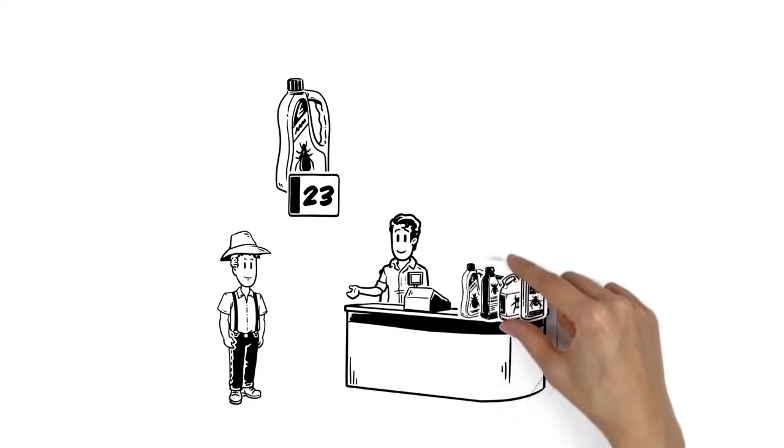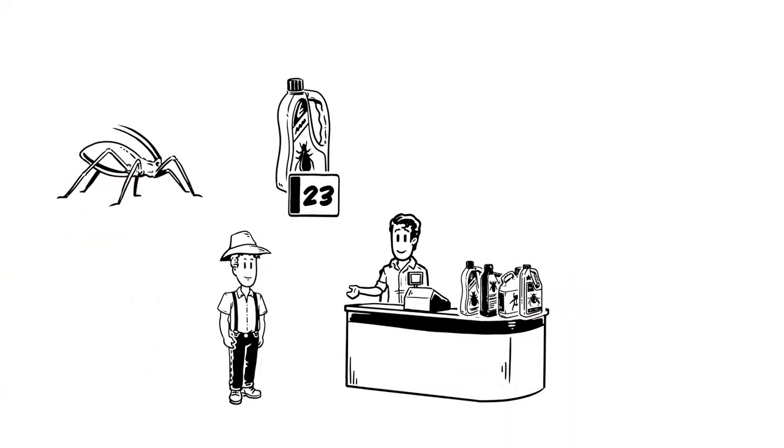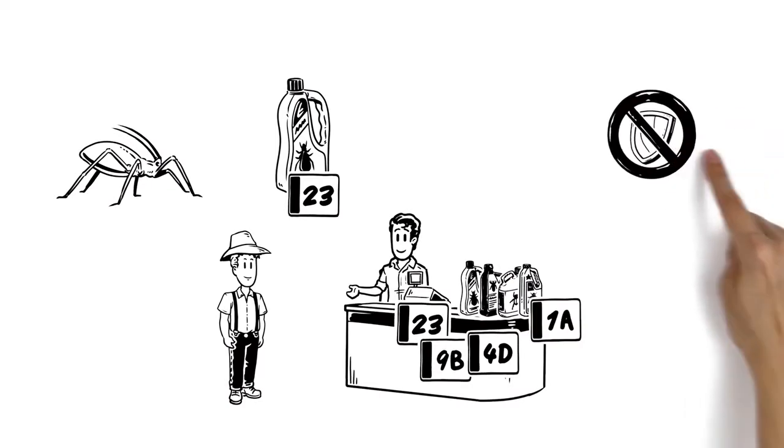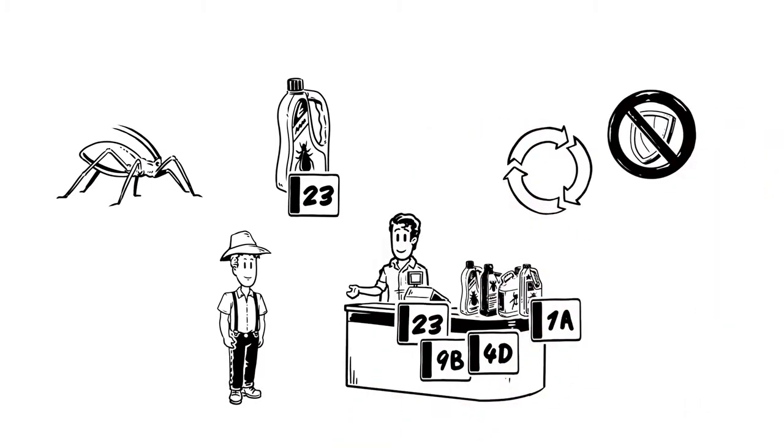He shows Bruno 4 different insecticides for controlling aphid pests, each with a different mode of action. To prevent resistance, products with different numbers should be used. For instance, Bruno could begin with number 23, then switch to 9B or 1A for the next application.